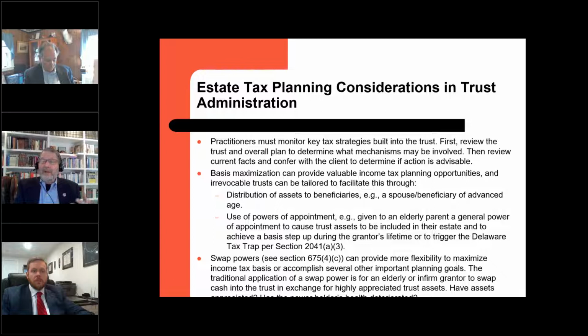I am very worried that a lot of the swap powers that are out there, there's no one monitoring them. We as attorneys don't know what the value of the securities portfolio in the trust is.